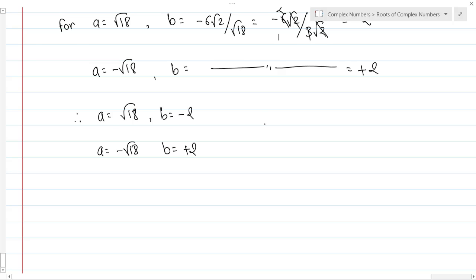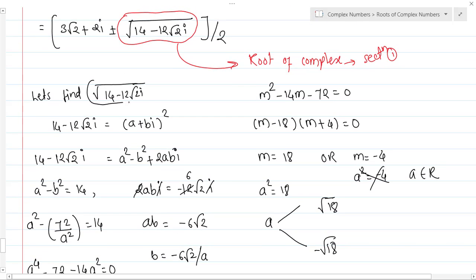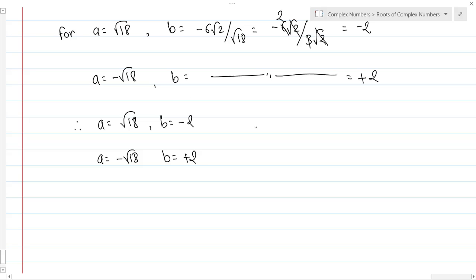So what have we found here? We have found the value of this. So root of 14 minus 12 root 2 i is equal to root 18 minus 2i. If I take the minus common, I will have plus or minus root 18 minus 2i.